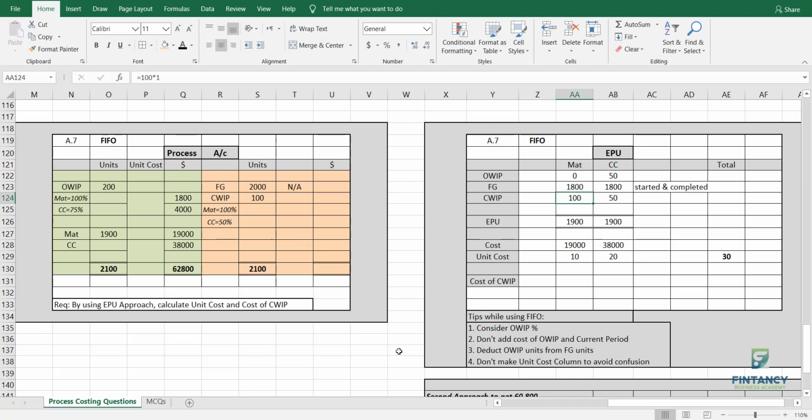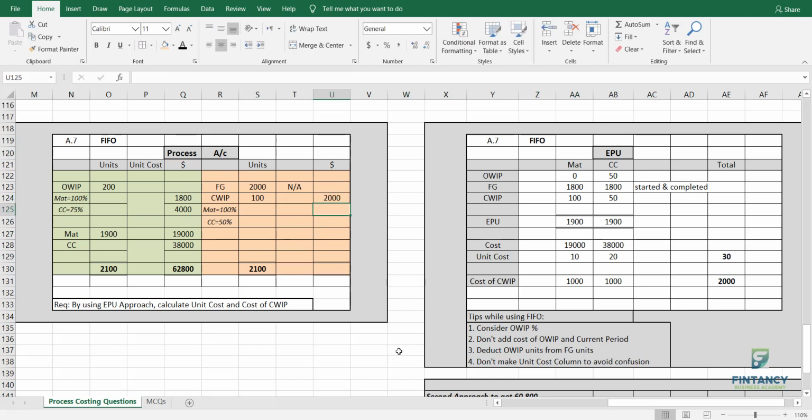You will complete the full EPU. Unlike weighted average, where we wrote the unit cost in a T account, then we took closing as a balancing figure, then we proved it, right? You will reverse this. You will say, okay, let me complete the T account, the EPU first. Let us complete the EPU first. So this into this. So how much is your cost of closing work in progress? 2000. So this 2000 you will write here.